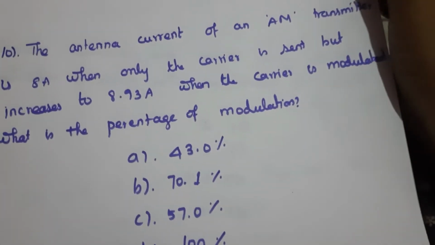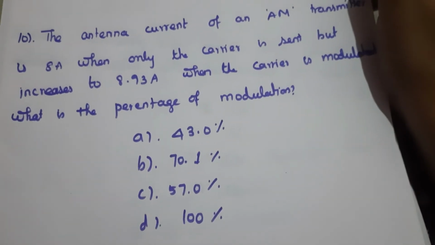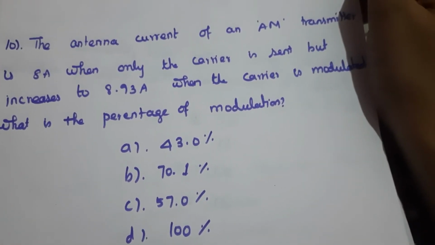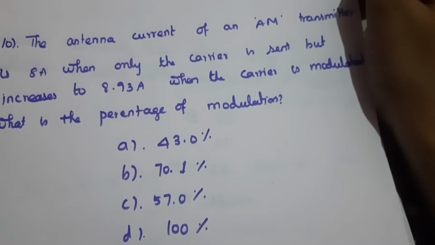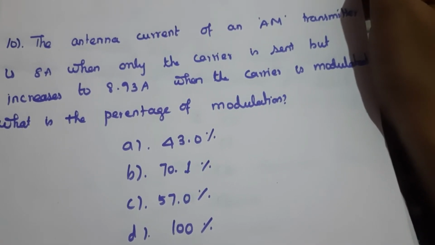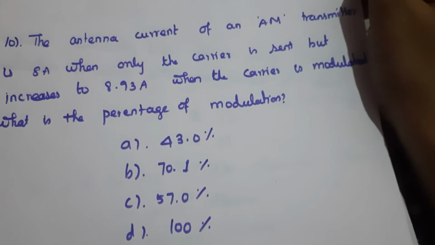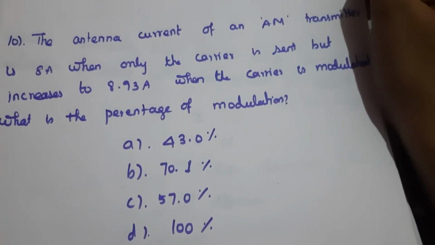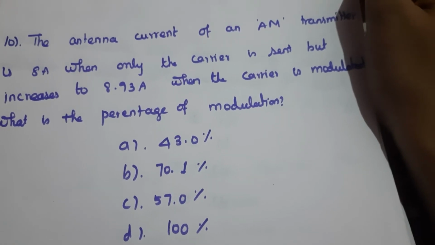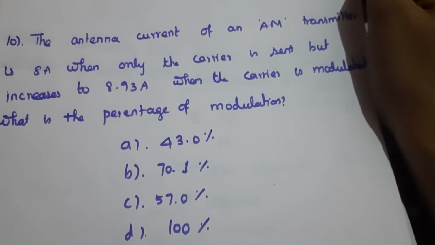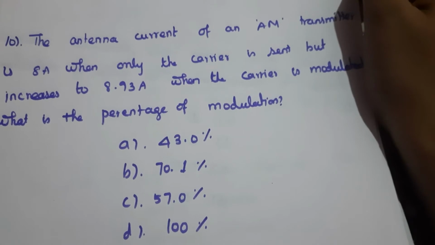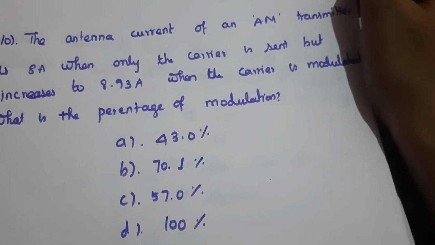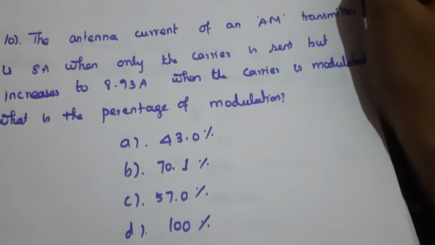Tenth question, the antenna current of an AM transmitter is 8 amps when only the carrier is sent, but increases to 8.93 amps when the carrier is modulated. What is the percentage of modulation?